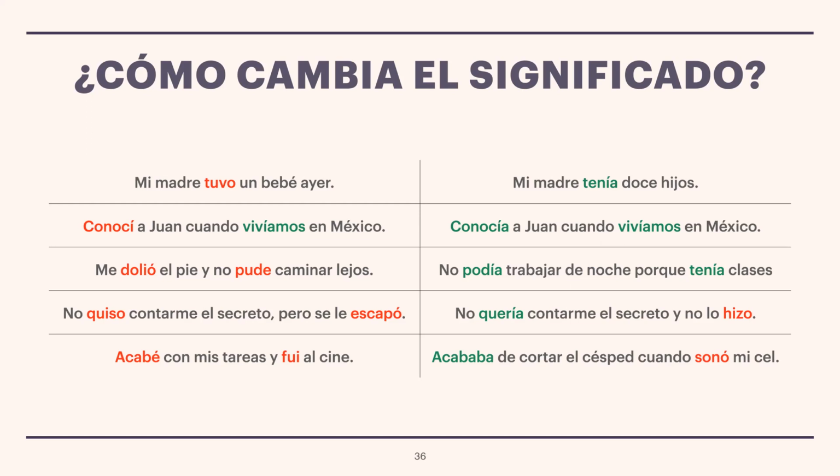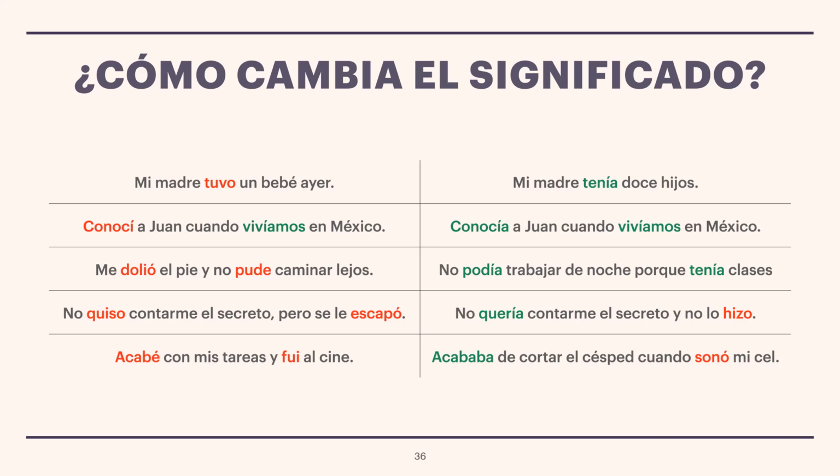So, piénsenlo. My mother had a baby yesterday. Tener en ese sentido means que dio a luz. She actually gave birth to a baby yesterday versus my mom had 12 children. Conocer, it means one thing in the pretérito and something a little bit different in the imperfect. Conocí a Juan cuando vivimos en México versus conocía a Juan cuando vivimos en México.